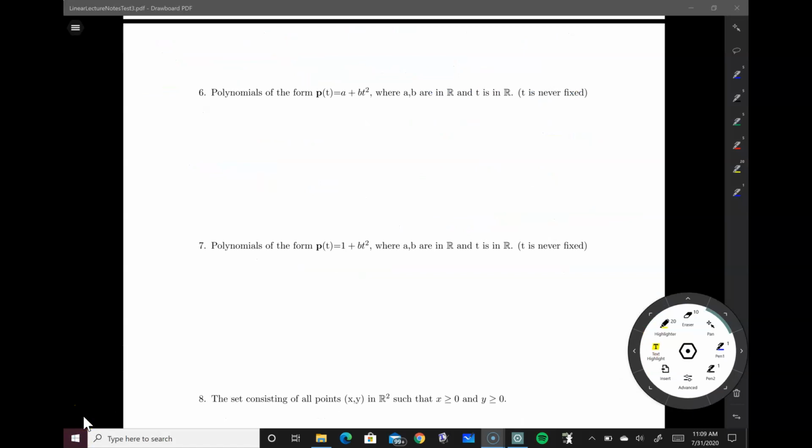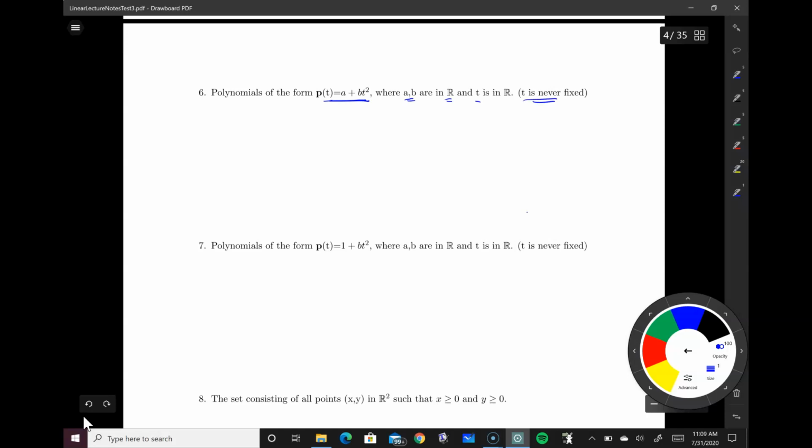All right, so now let's look at vectors of this form. So polynomials that look like this, these are what our vectors are. Even though they're polynomials, we call them vectors in the subspace. So I'm determining if these are going to be a subspace. So a and b are real numbers, and t is real, but remember, you never fix t. Okay, so let's first see if there is a 0 vector. Well, I can let a and b equal 0, so that gives me p of t equaling the 0 vector. So I'm good. Yes, check.